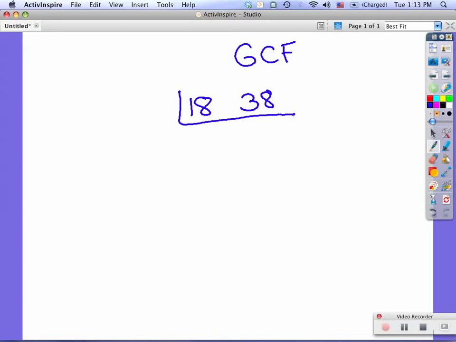They both end with an even number, which tells me automatically that 2 will go into both those numbers. 2 goes into 18 9 times. Now, if you need to write it off to the side, divide it out, that's okay. You can say 2 into 38. 2 goes into 3 one time. Bring down the 8. Nine and 19 is what I'm left with.